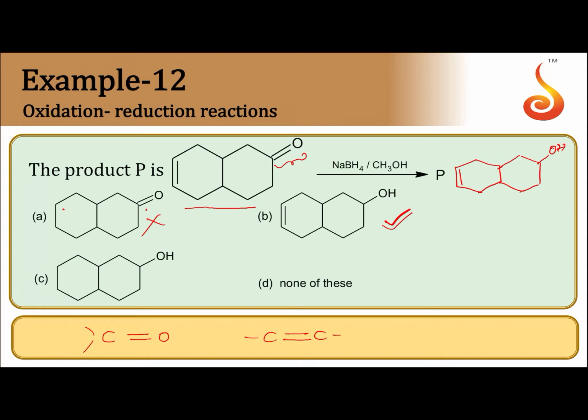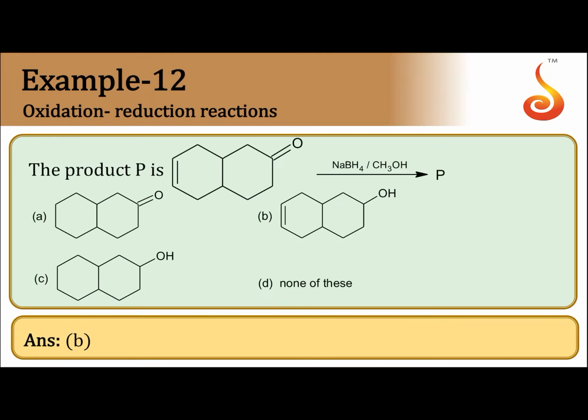In this option C, what is happening? Unsaturation is reduced, the carbon-carbon double bond is reduced, and C=O is also reduced. As I told you, sodium borohydride reduces only C=O, but not C=C. So this option is also ruled out. So your answer is option B.